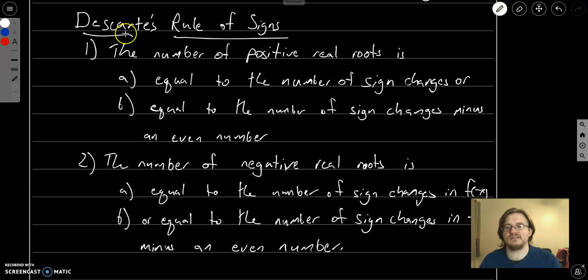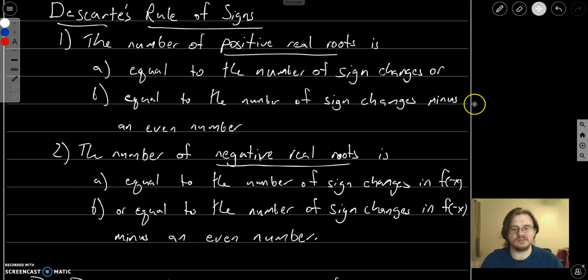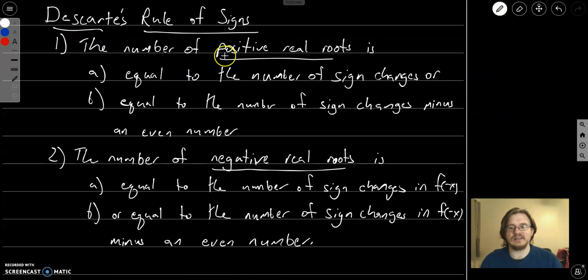This is by Descartes. So the Cartesian coordinate system, the xy plane that we're familiar with, is named after Descartes. So he found that the number of positive real roots is equal to something to do with sign changes. We can also calculate the number of negative real roots with something to do with sign changes. So the way this works is the number of positive real roots is just equal to the number of sign changes in the function, or you could be off by an even number.